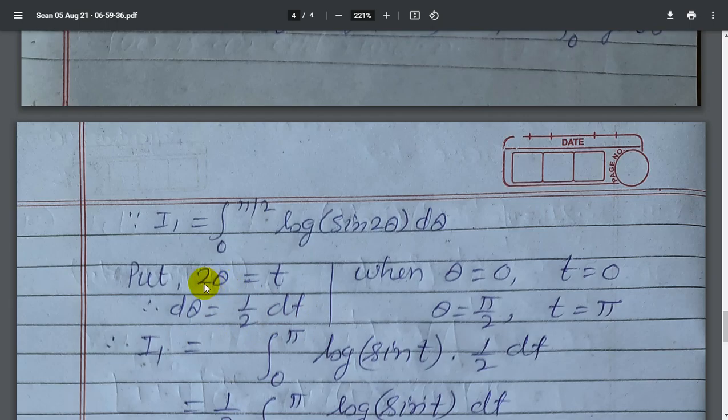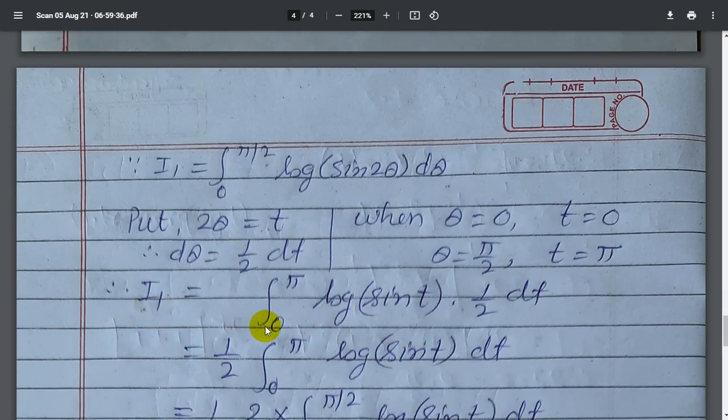Sorry, differentiating with respect to theta, here this will be 2 into 1 dt by d theta. So d theta is half dt, or differentiating with respect to t, 2 into d theta by dt equals 1. In any way, you will get d theta equal to half dt. When theta is 0, then t equals 2 into 0, that is t equals 0. When theta equals pi by 2, 2 into pi by 2 becomes t, that is t equals pi, because the 2s cancel.